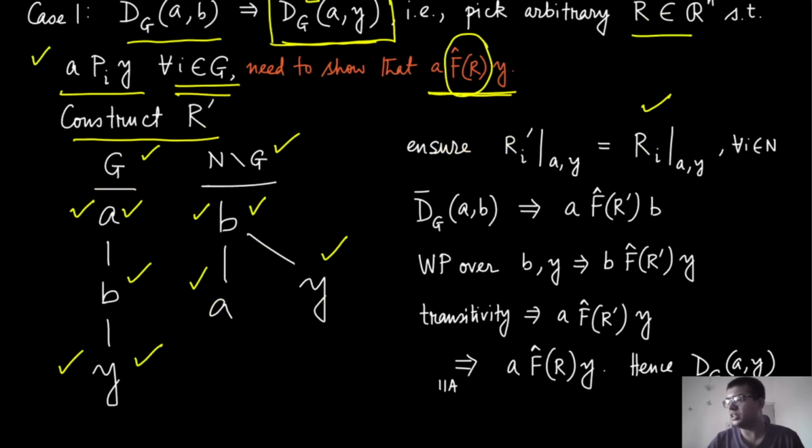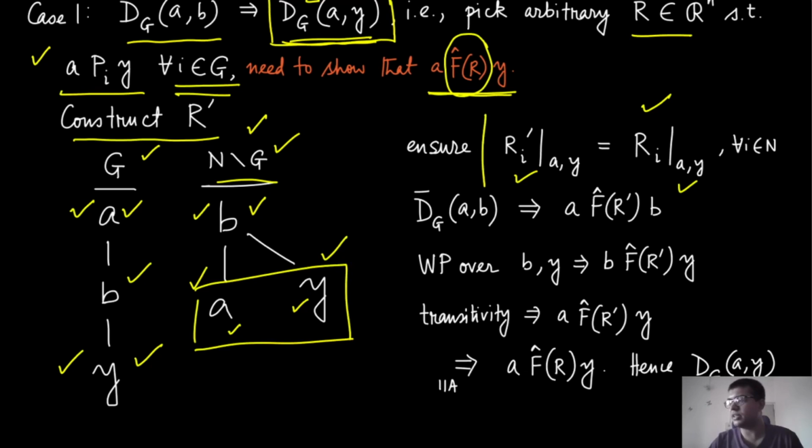And in the other part, that is in N minus G, the if condition of this DG A Y is not saying anything. So therefore, in those cases, we are going to maintain the ordering between A and Y to be the same as the ordering of Ri. So if, let's say, for some player A is above Y, we are going to maintain the same order in R prime between A and Y. And if the other way around is true, then we'll maintain that order. The ordering is the same as the ordering of Ri, right? So that is something that we are going to ensure. So while constructing this profile R prime, we are ensuring that Ri prime restricted to A comma Y is the same as Ri restricted to A comma Y.